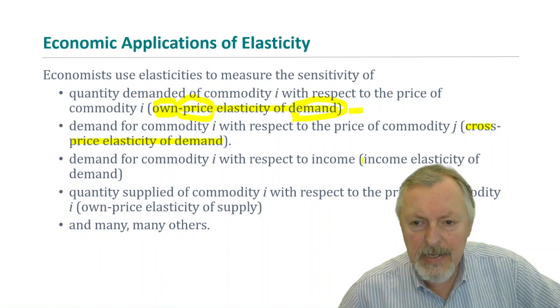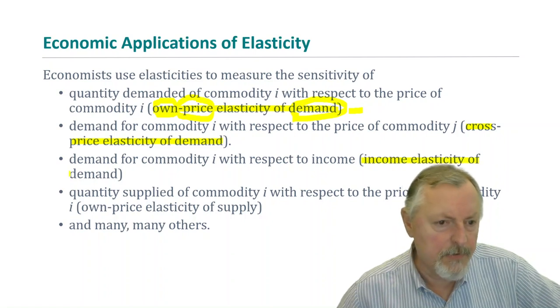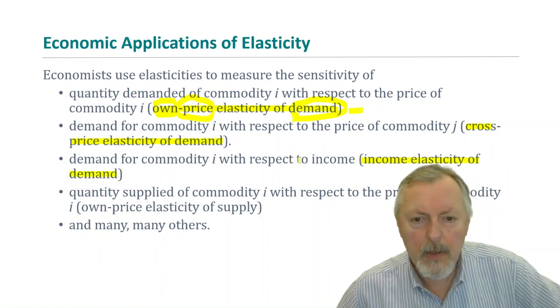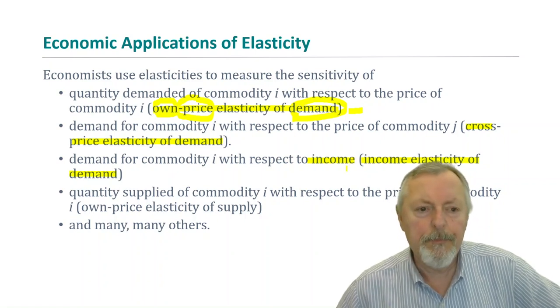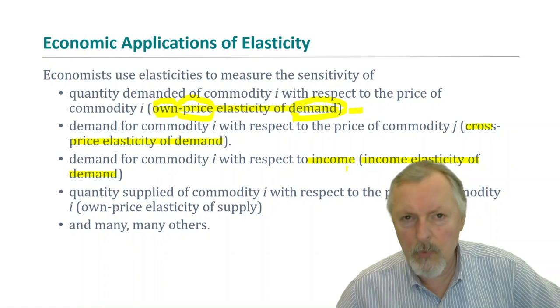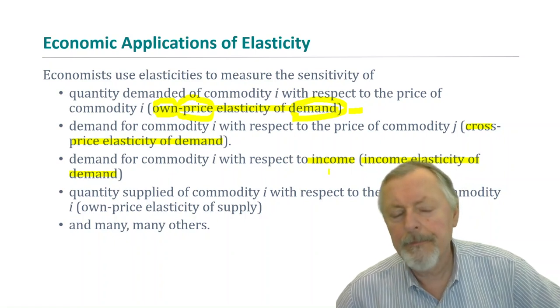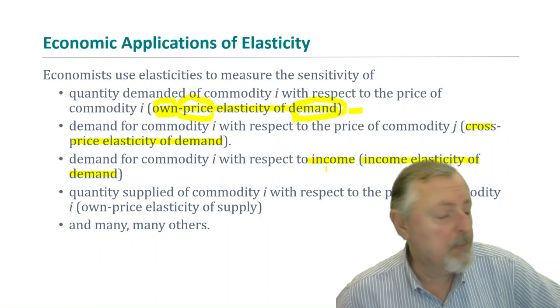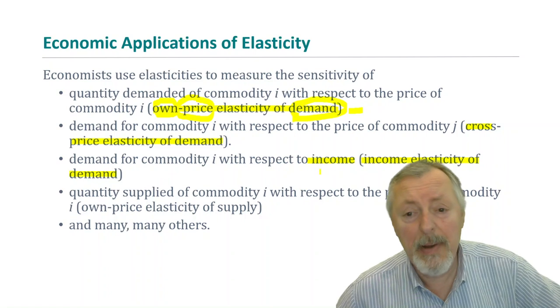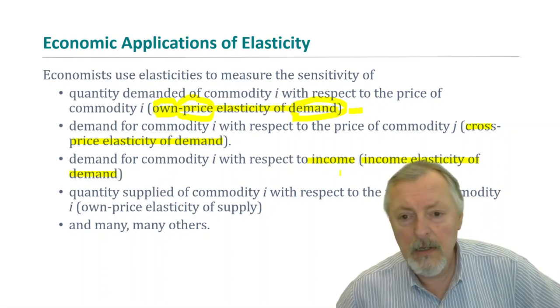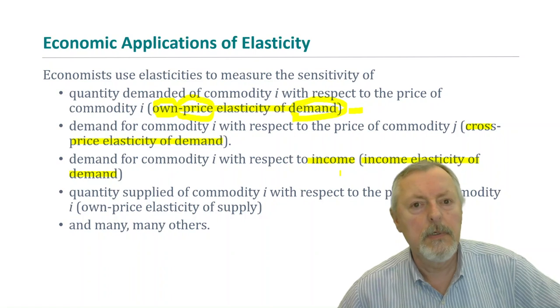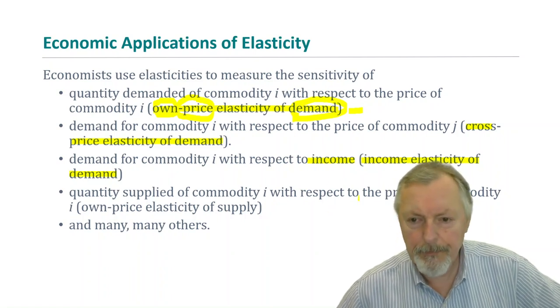Then there is the income elasticity of demand. This asks, if income changes by a certain amount, how much will demand for a thing change? Some things people are going to buy pretty much the same amount, even if their income changes dramatically. Other things are very sensitive to changes in income.